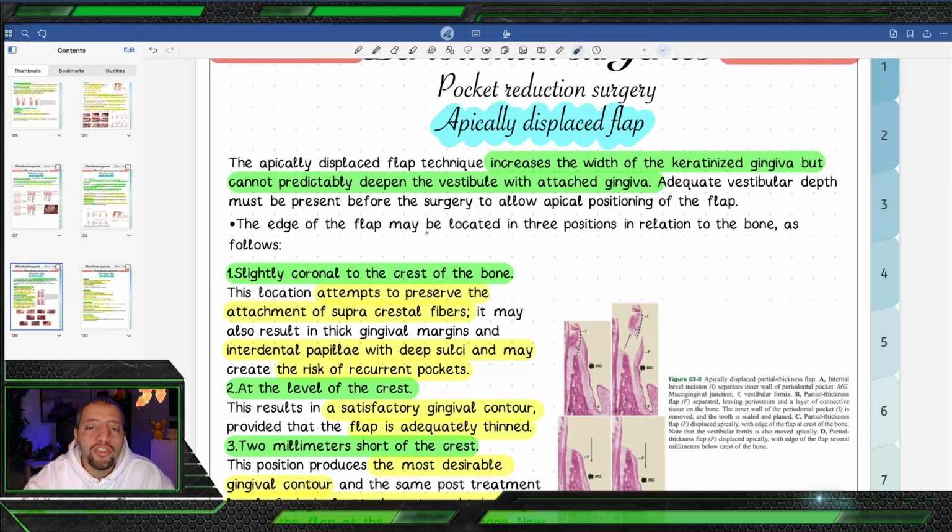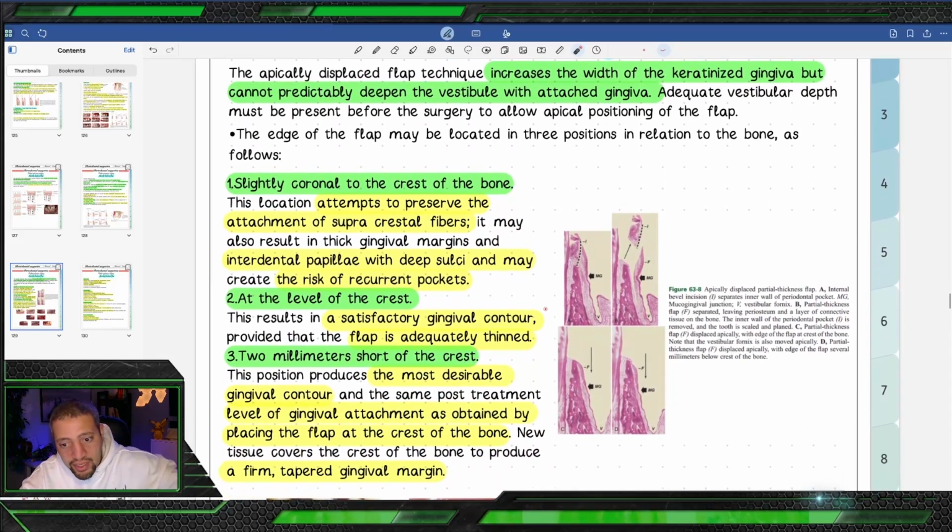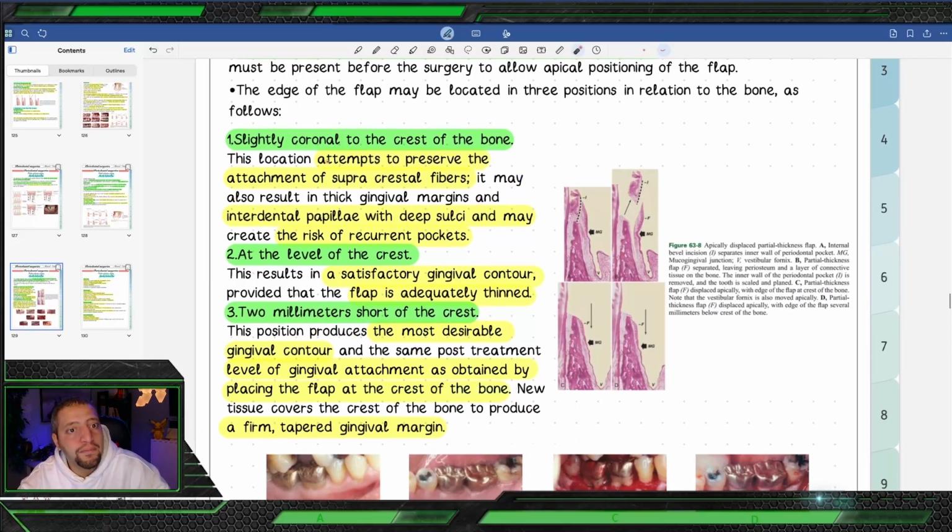The edges of the flap may be located in 3 positions in relation to the bone as follows. All the next 3 positions are apical to the original location. But it can be slightly coronal to the crest of the bone. This location attempts to preserve the attachment of supracrestal fiber. It may also result in a thick gingival margin and interdental papilla with a deep sulcus.